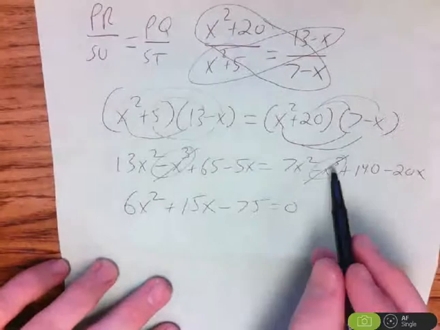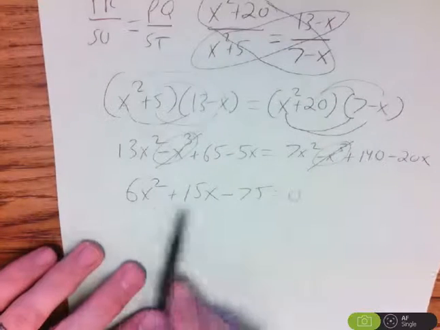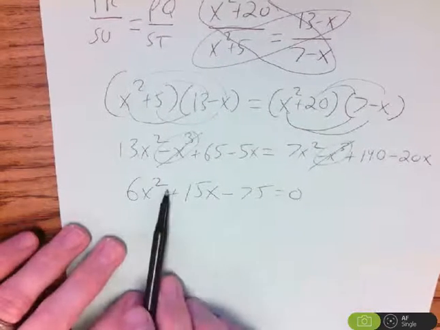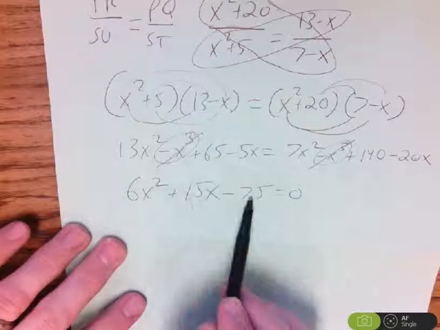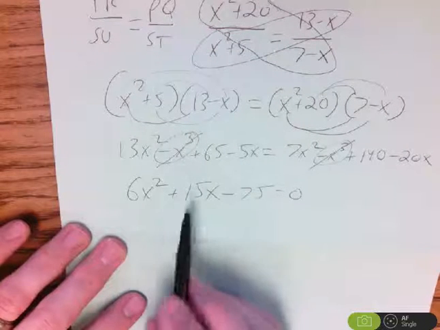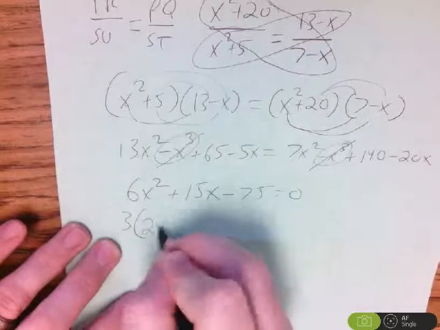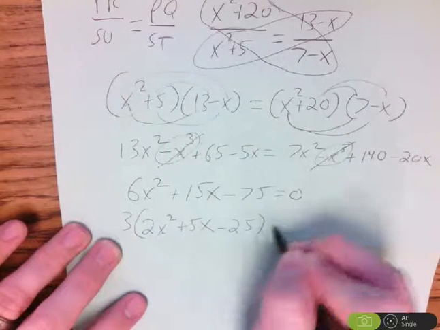Right? So get all these pieces over to one side, set it equal to 0, and at this point it becomes a quadratic that we can deal with. The first thing I always like to do, if I see a factor that goes into all three, I'll take that out first. So I'll take out a common factor. Looks like I can take out a 3. So that's 2x squared plus 5x minus 25.